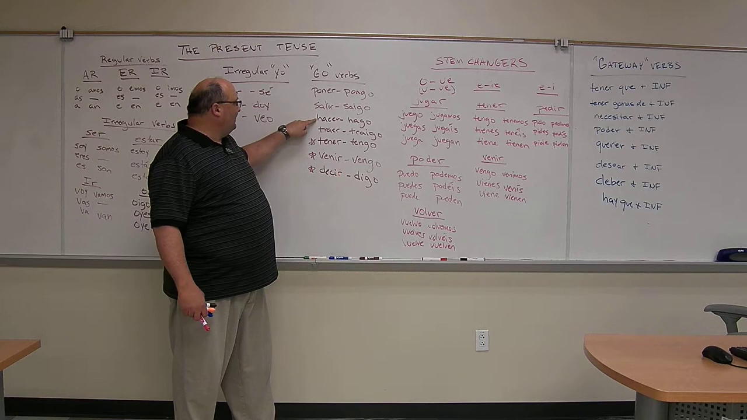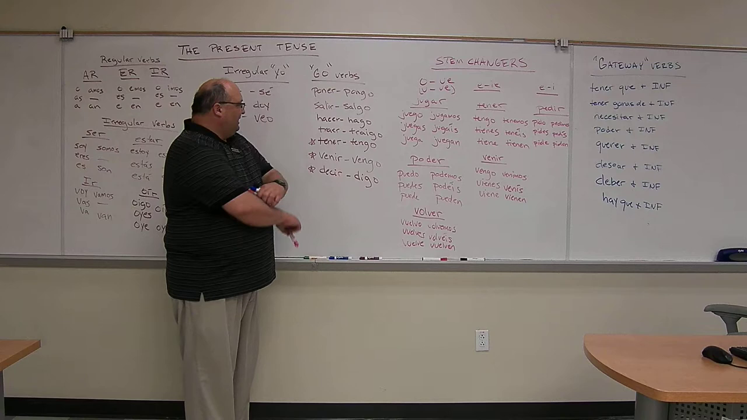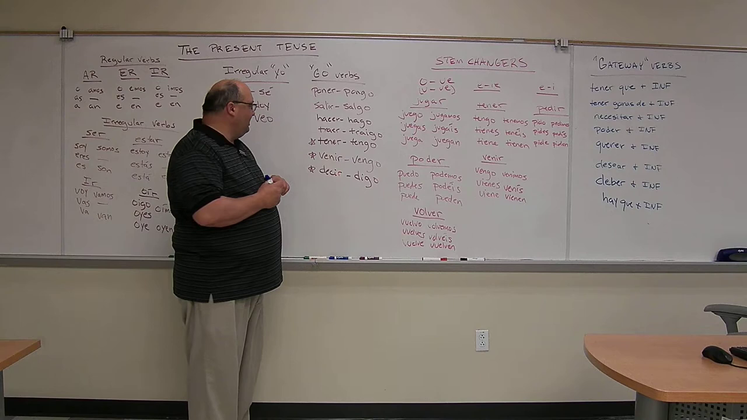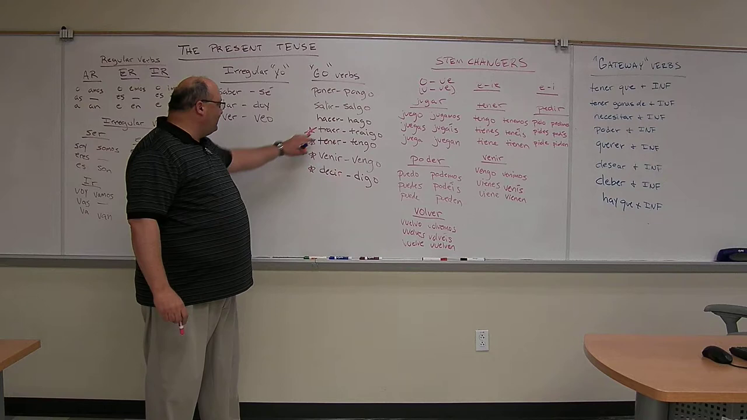Traer, traigo. Now this is kind of where it begins to get a little bit funky. Where does that I come in? Well, it changes to make sure that we keep that try sound in there, and it doesn't become a diphthong. So it changes to an I. So it's an irregular yo form, and we have to memorize that yo form, that it's traigo. But then the rest of the verb does follow the pattern.